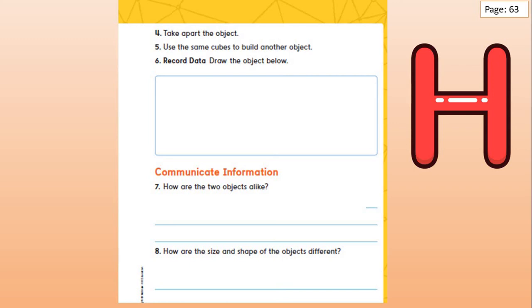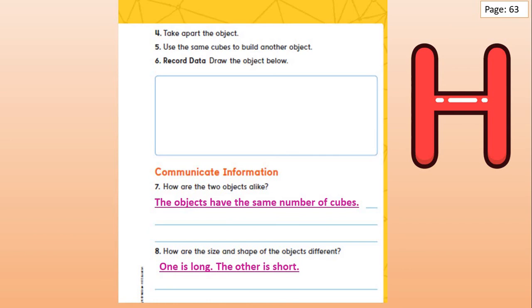Question number 7. How are the two objects alike? Did you say that they have the same number of cubes? Of course, yes. If so, you are totally right, grade 2. The objects have the same number of cubes. Let's see question number 8. How are the size and shape of the objects different? What do you think, grade 2? As you see, the letter I is long and the letter H is short.